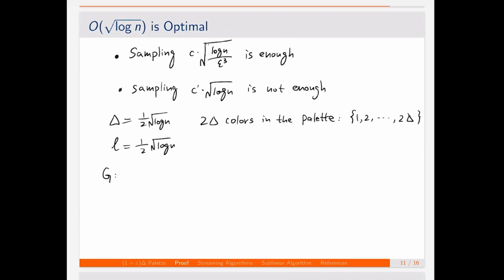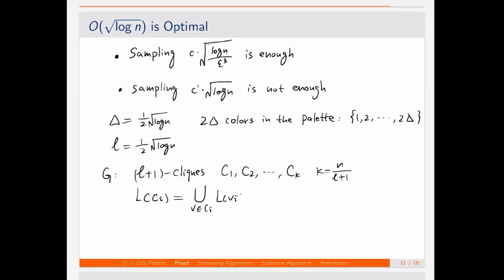Okay, so here's the graph construction. Suppose a graph G that looks like this. We have L plus 1 cliques, C1, C2, all the way to CK, where K equals n over L plus 1. And for each clique, we define the union of all the lists of colors, L of C_i, to be just the union of all the lists in C_i. If we can show that for one of the cliques C_i, the number of colors we sampled in this clique, as a union of the lists in this clique, is only L, then we cannot color this L plus 1 clique.